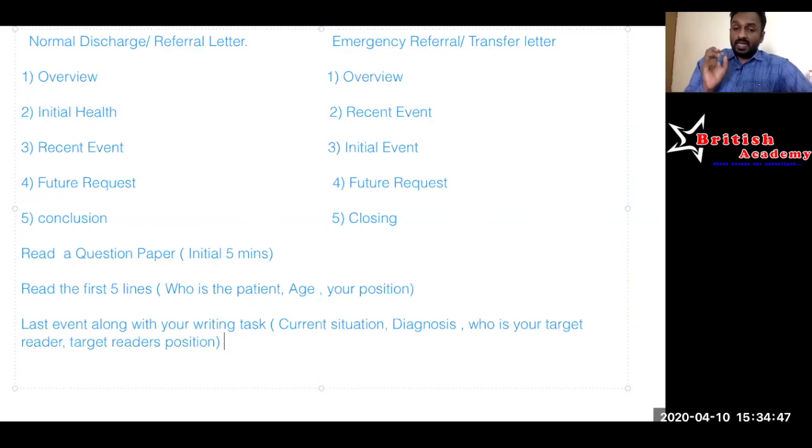Okay, by getting this information, who your target reader is, the current situation, the diagnosis, and the target reader's point of view, that is the position. Once you understand the target reader's position, you will be very clear about their point of view and what kind of information you need to pick up from this case note. Things will be very easy. Now, let me explain how to read the case note with the technique I've told you: reading the first 5 lines, the last event, and the writing task. I'll show you a question paper and make it very clear.